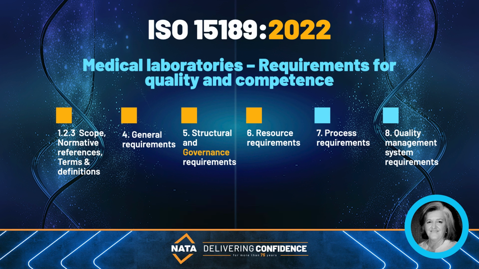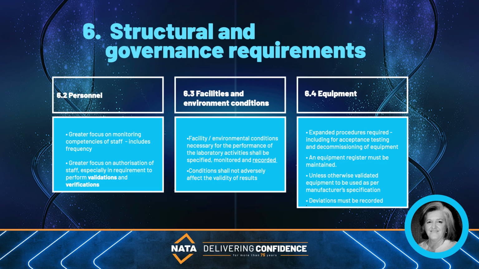Section 6 of the standard deals with resource requirements. Labs shall have available the personnel, facilities, equipment, reagents, consumables, and support services necessary to manage and perform its activities. Labs shall have access to enough competent staff to perform its activities impartially, ethically, and in accordance with the lab's management system, previously the quality system.